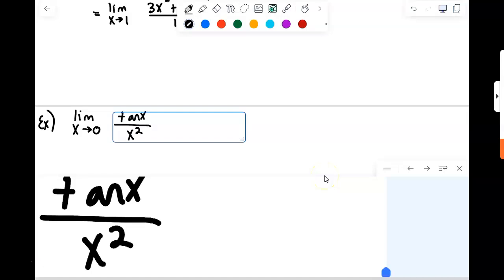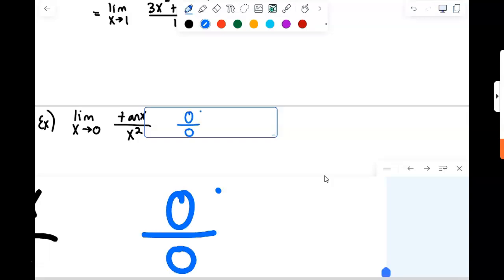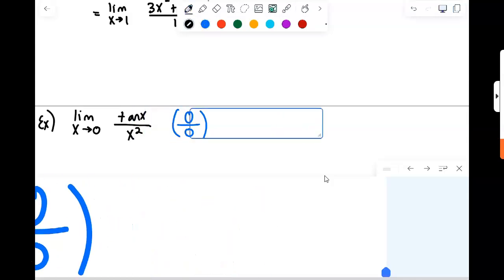Okay, so let's look at this here. The limit as x approaches 0 of tan x over x squared. So very quickly, as x goes to 0, tangent is 0, and of course so is x squared. So we are once again dealing with a 0 over 0 limit. So we apply L'Hopital's rule.